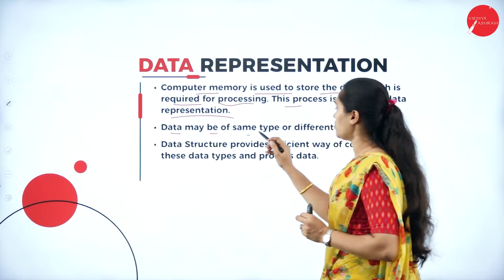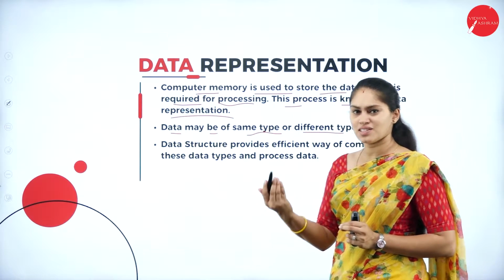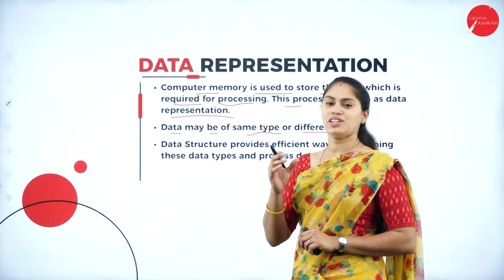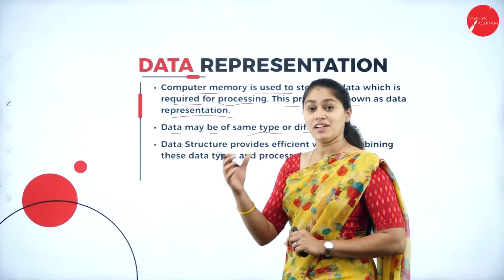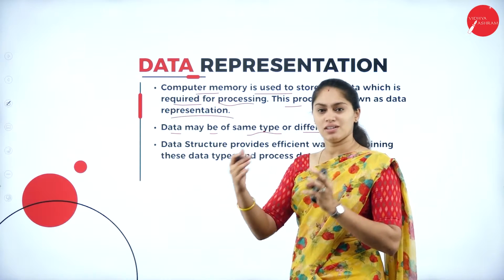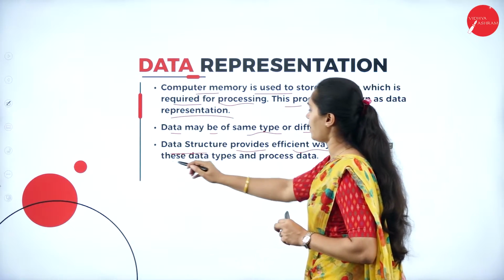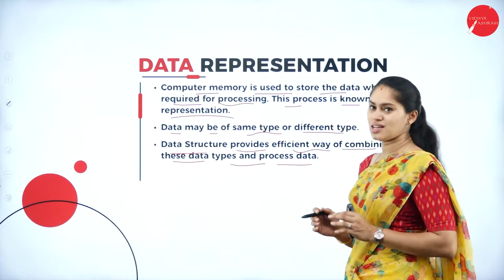Data may be of the same type or different types. As I told, it can be homogeneous data or heterogeneous data. If it is homogeneous, it is the same kind. Heterogeneous is multiple or different kinds. So data structure provides an efficient way of combining these data types and processing data.